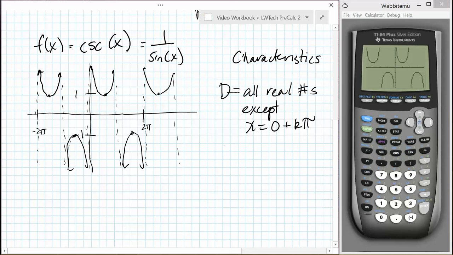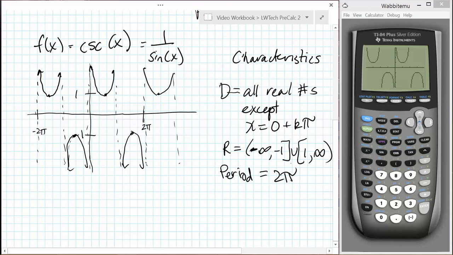The range of the cosecant of x is the same as the secant of x, all real numbers except for those between negative 1 and 1. We can write the range in set notation like this. Like its reciprocal function sine of x, the period of the cosecant function is 2 pi. In the next video, we'll look at how to graph transformations of the secant and cosecant functions.